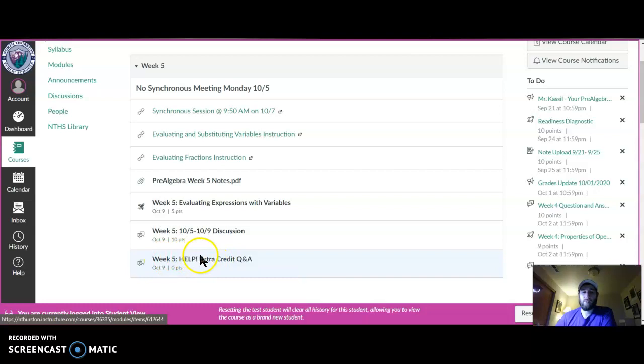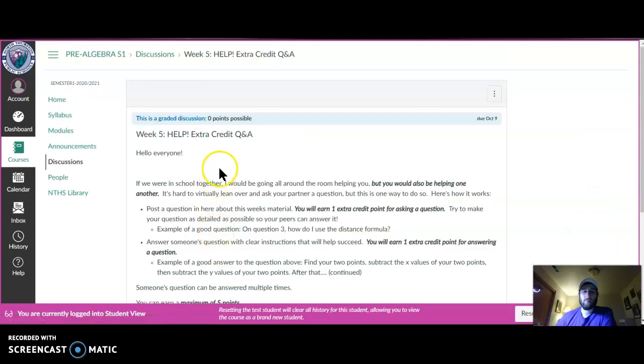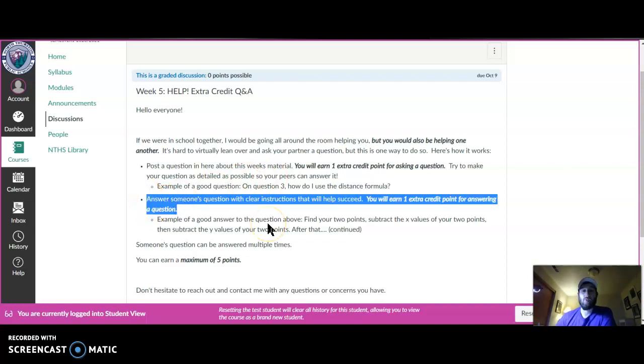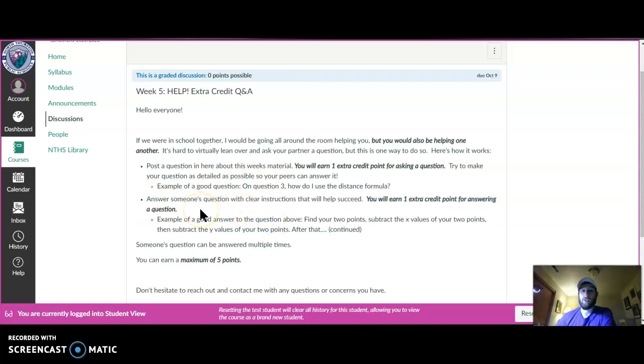And so in this separate discussion down here, you get 1 extra credit point by posting that question. Be as specific as you can so that people will know what you're referencing, what problem you're talking about, and where you got stuck. And then you or someone else can answer as many of the questions as you want. And for every question that you answer, you get an additional extra credit point. And so you can earn a total of 5 extra credit points over the course of the week by posting a question and answering other people's questions.